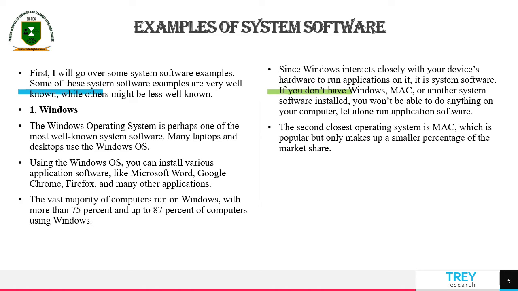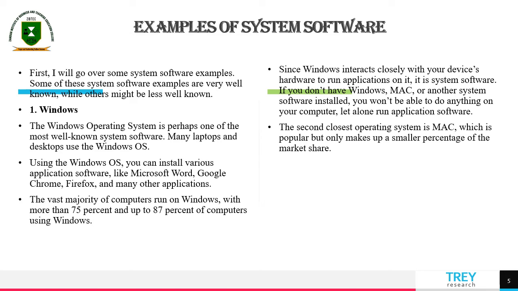The Windows operating system is perhaps one of the most well-known system software. Many laptops and desktops use the Windows OS. The Windows OS is basically Microsoft Windows, such as Windows 7, Windows 8, Windows 10. This time there's even Windows 11.